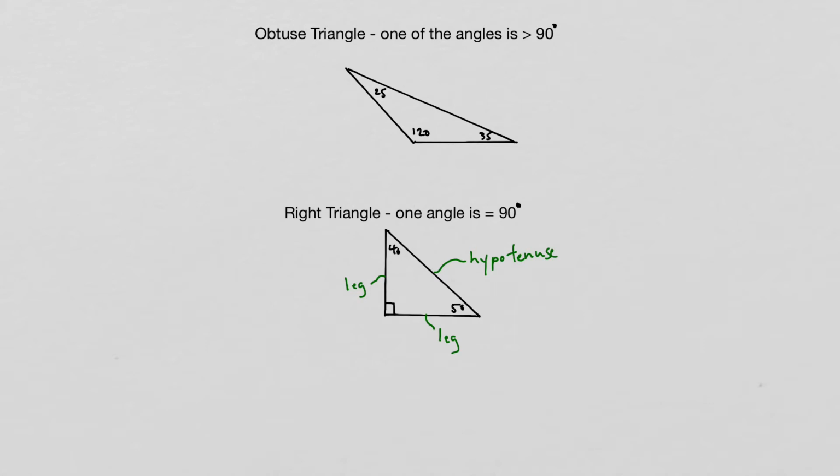Now, there are two more triangles that I need to introduce to you in this lesson. The first one is called an equilateral triangle. Okay, so an equilateral triangle is a triangle where all three sides are equal. It would look like this. Okay, and again, all three sides are equal, so this length is x. This length is also the same, which is x, and this length is also the same, which is x.